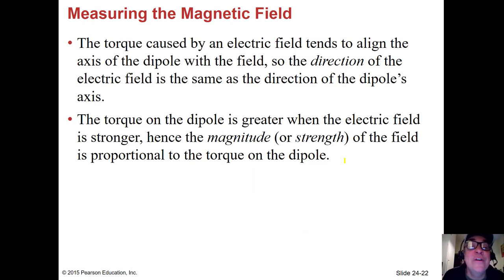So the torque caused by an electric field tends to align the axis of the dipole in the direction of the electric field. And it says here the torque on the dipole is greater when the electric field strength is greater. That goes back to chapter 21. We just saw that: F is equal to Q times E. If you have an electric field and you have a charge, there's going to be a force on it. The dipole, because there's a force, experiences a torque and lines up with the electric field. The bigger the electric field, the bigger the force, and therefore the bigger the torque.